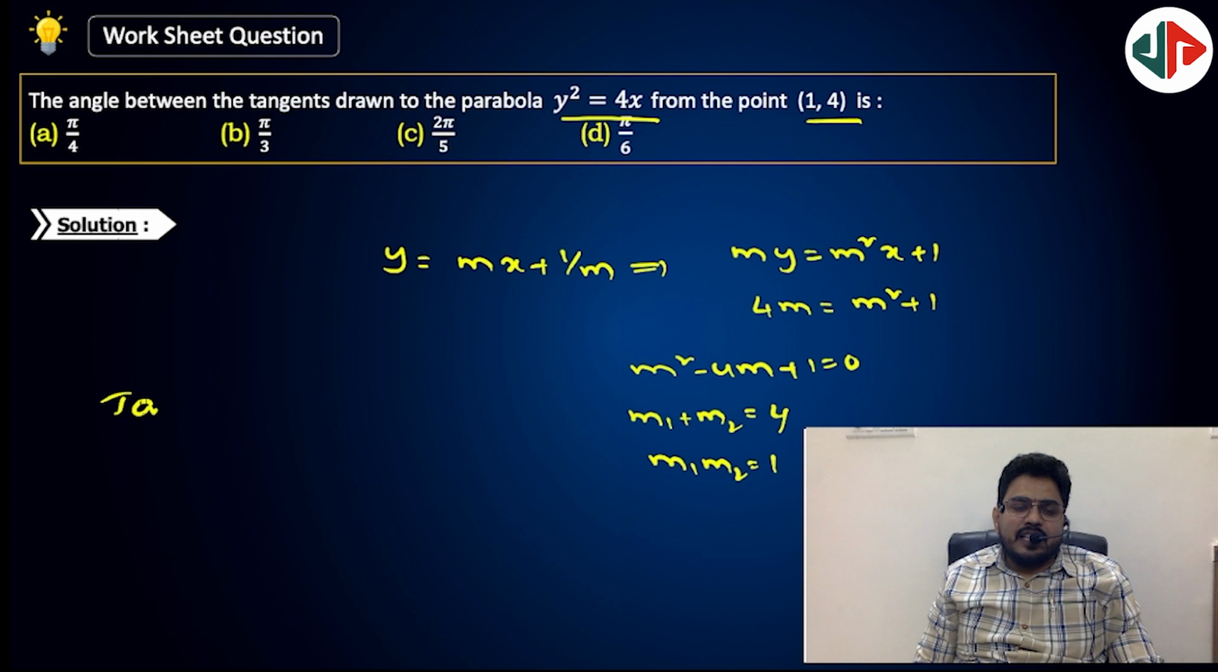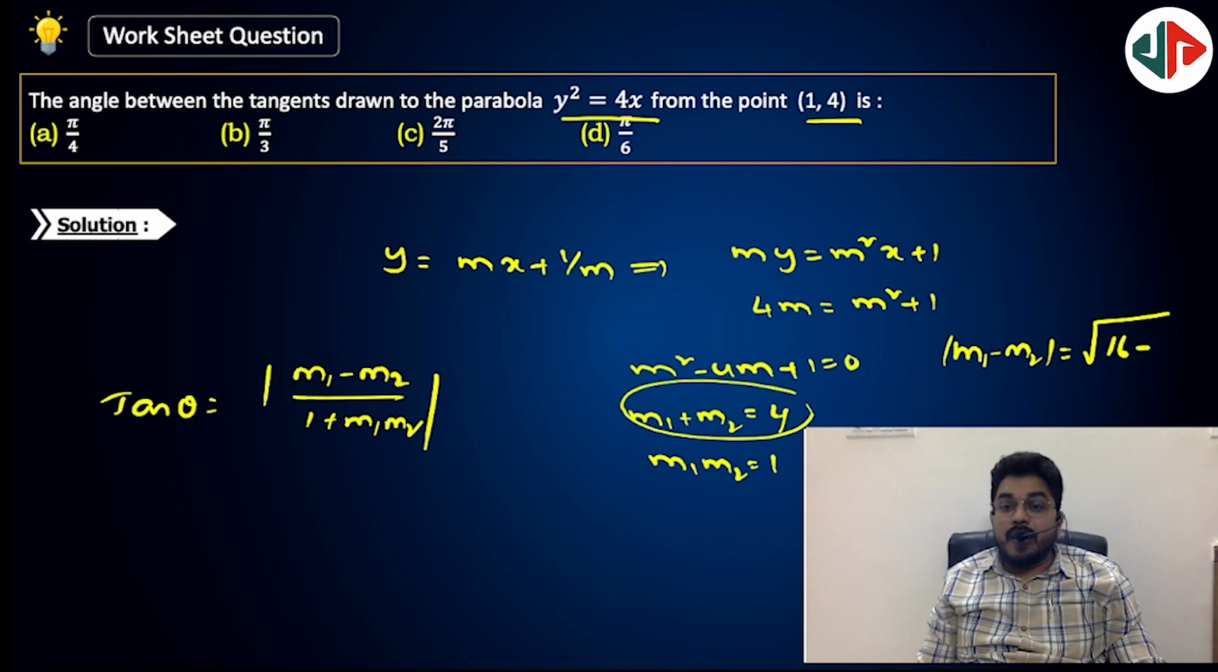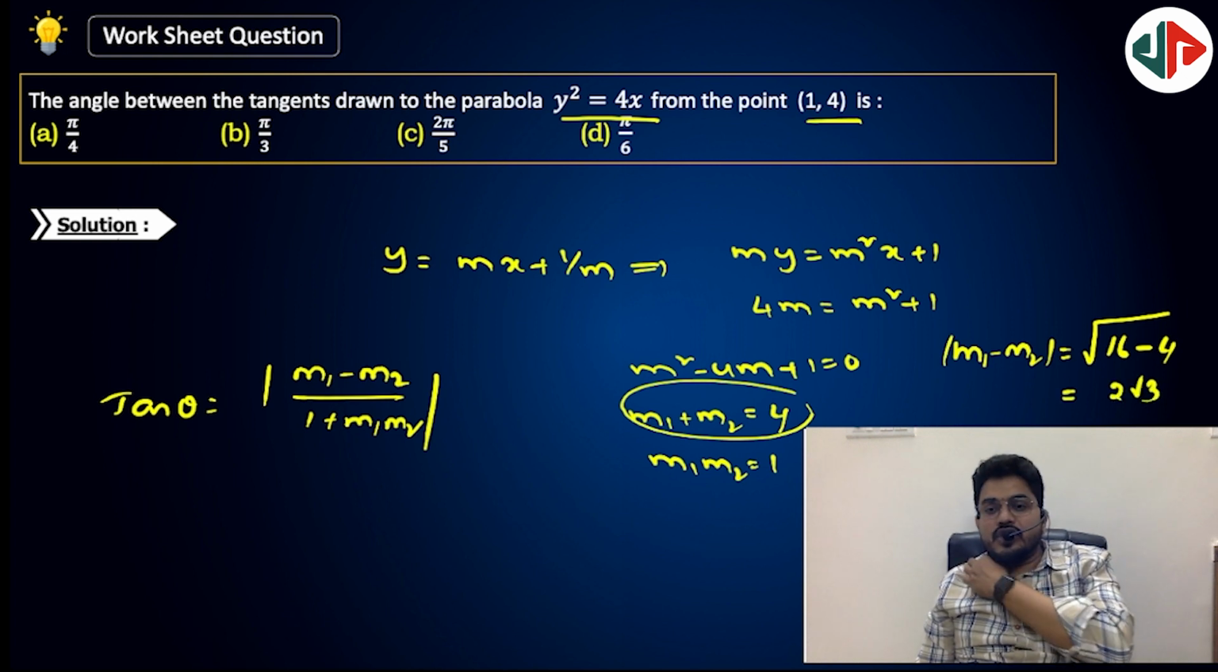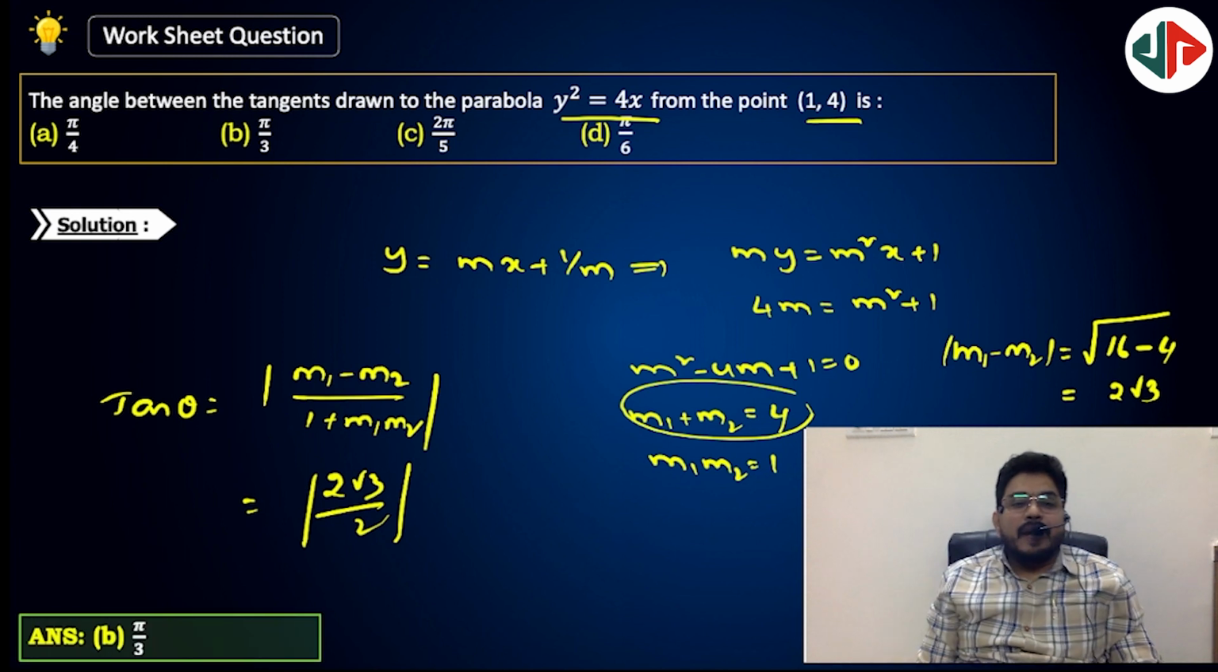I need tan theta. Tan theta equals modulus of m1 minus m2 by 1 plus m1 m2. From here, modulus of m1 minus m2 equals square root of m1 plus m2 whole square minus 4 m1 m2, which is root 12, you'll get 2 root 3. So this is equal to 2 root 3 by 2, which is root 3. So the answer is pi by 3.